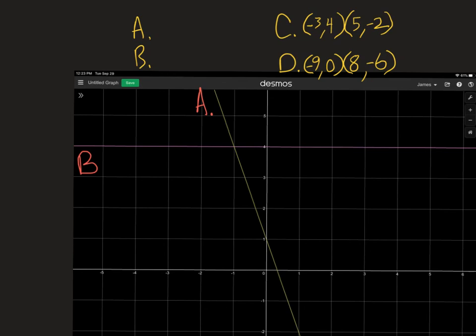So C and D are actually easier because you don't have to calculate it both ways. A, I want you to do it both ways, line and points. C and D, just from points.